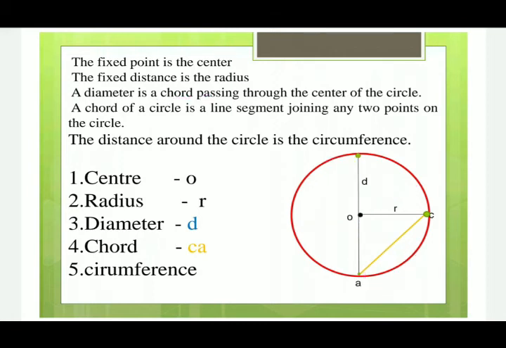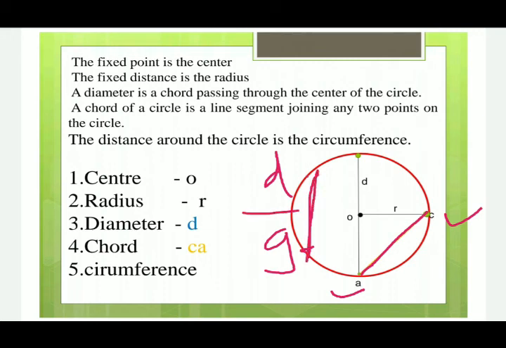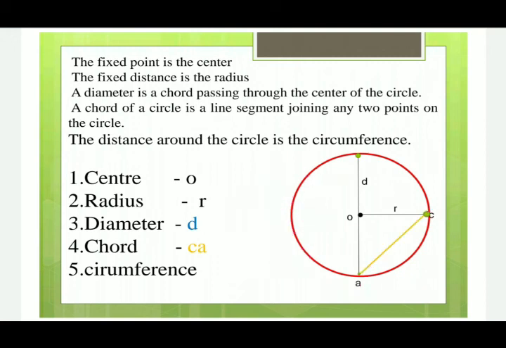The chord of a circle is a line segment joining any 2 points on the circle. Now any 2 points, here you can see point A and point C are there. Now I am joining point A and point C, then this is a chord. Now another point I want, D and G. Here one point is there and one point is over here. I am joining these 2 points. A straight line should be drawn, then this is also a chord.